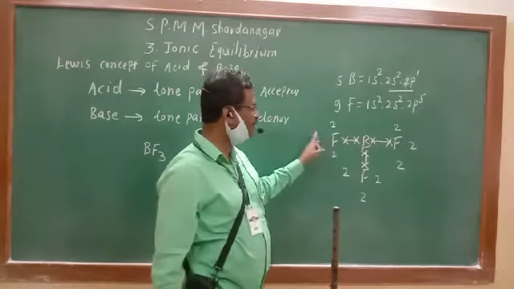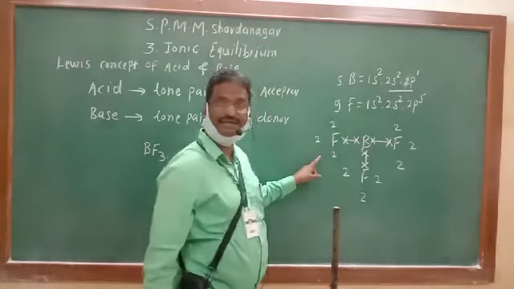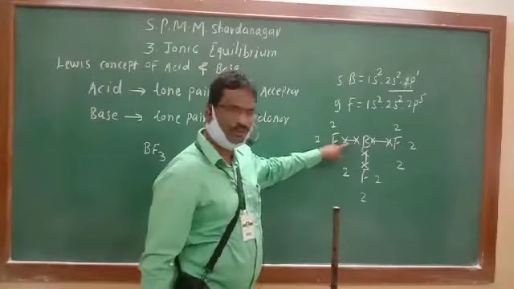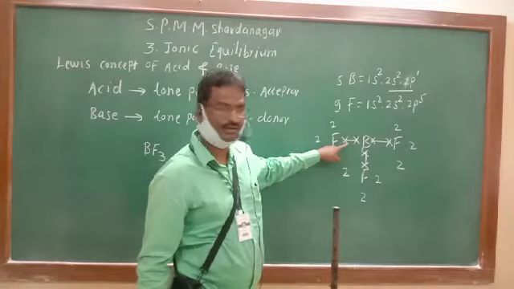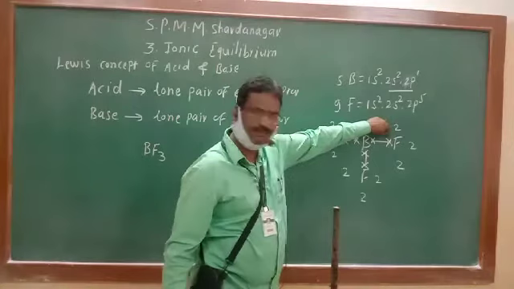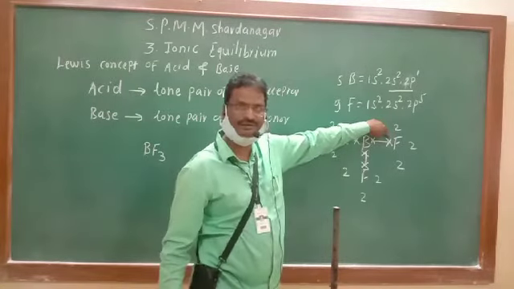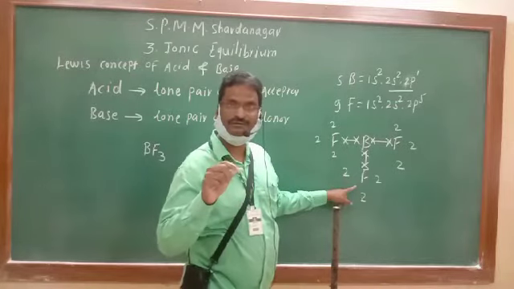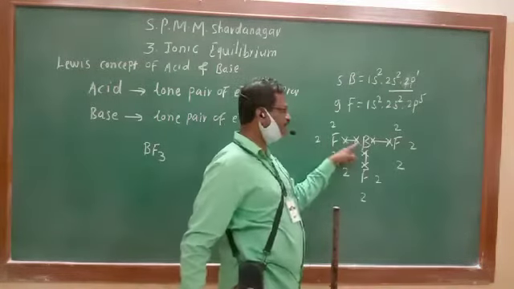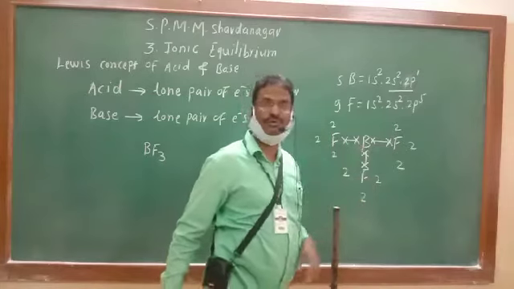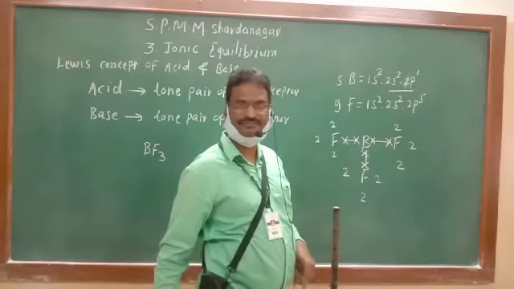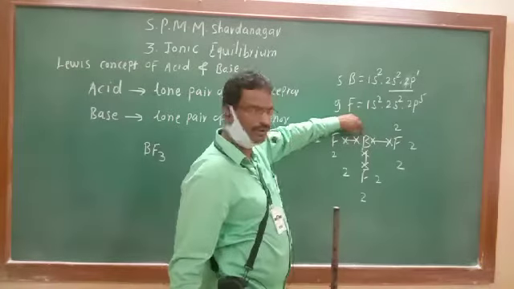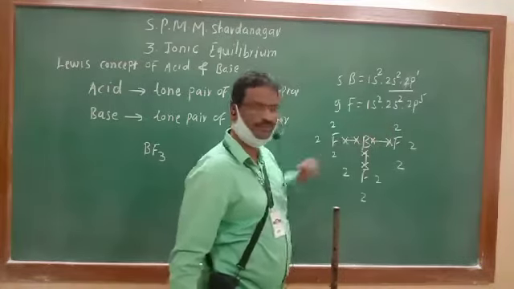How many electrons are there around fluorine? 8. Now it is 8: 2 plus 2 plus 2 plus 2. So 8 electrons around the fluorine. Around this fluorine also 8 electrons. Around this fluorine 8 electrons. But how many electrons are present around the boron atom? Only 6. There are 6 electrons present around the boron: 2 plus 2 plus 2.